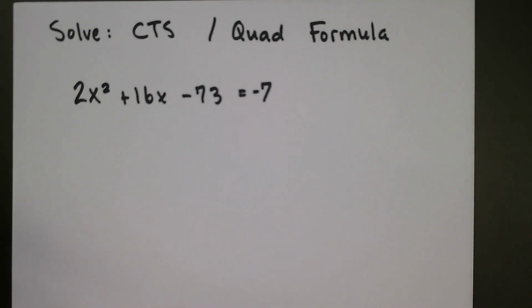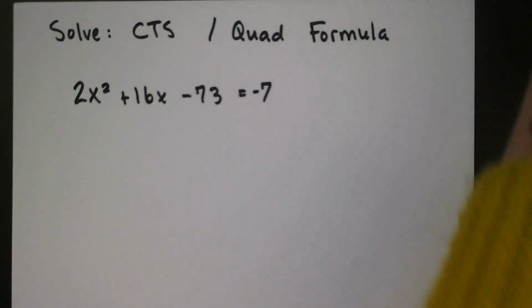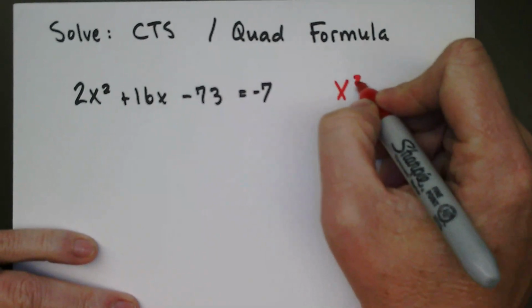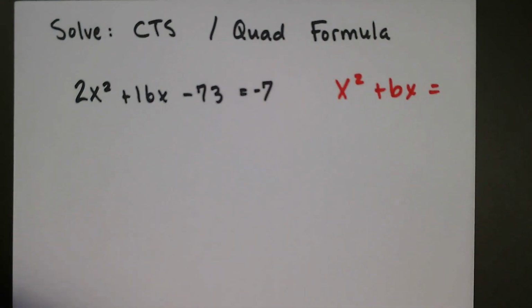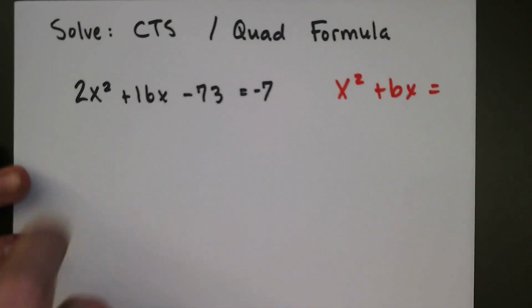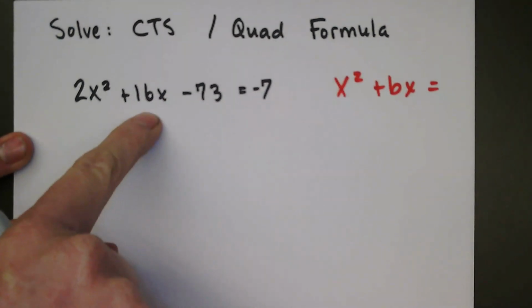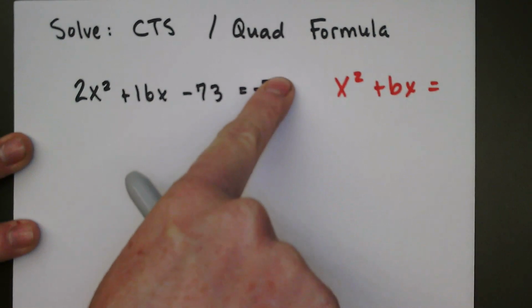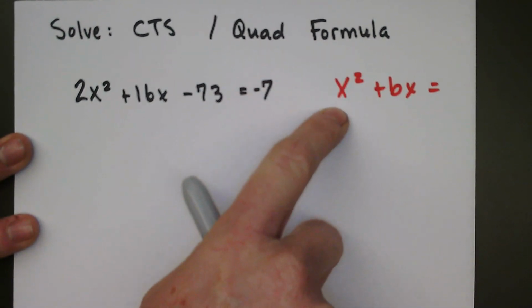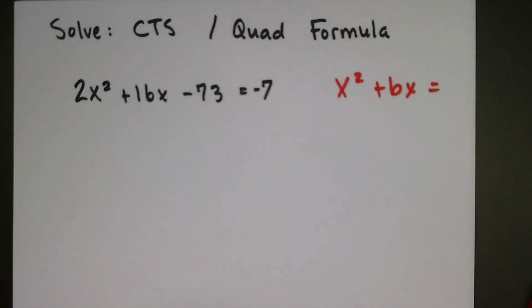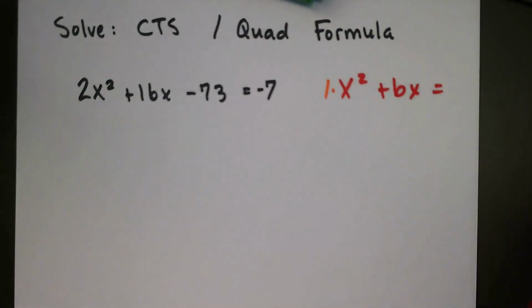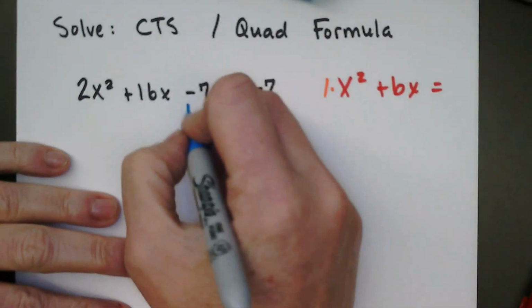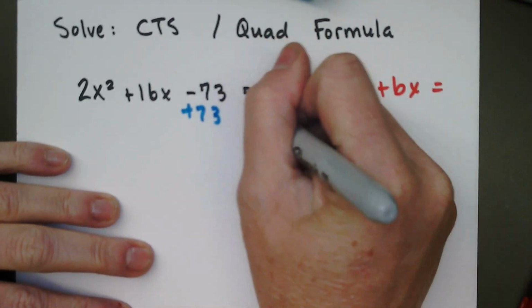So completing the square, what we want to do is get to where we have our x squared and our bx term isolated and set equal to something. So that's what we're going to try to do here. This is my x squared term. That's my bx term. I'm going to get this guy over to the other side, and then I need to make sure that my x squared is a 1x squared, so there's just a single value there. So first thing I'll do, we'll add 73 to both sides.